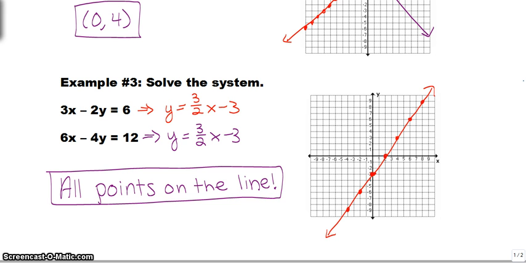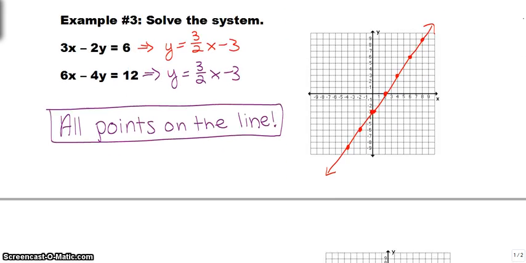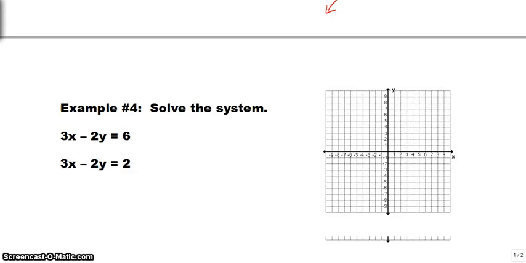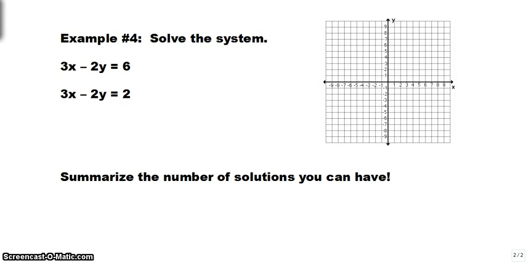Alright, so going on to our next example. Again, I'm going to start by solving my equations for y. So my first equation, I get y equals 3 over 2 x minus 3. So I can plot a point at negative 3, and I'm going to count up 3 and 2 to the right.